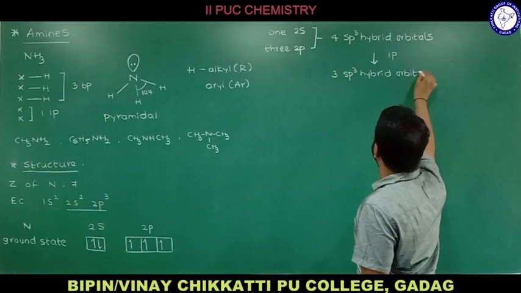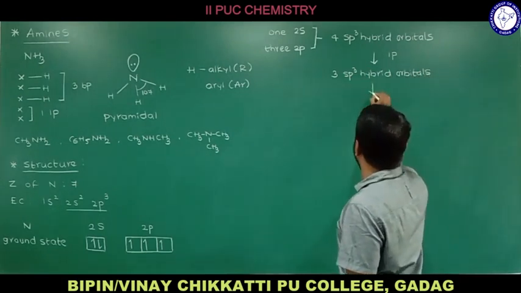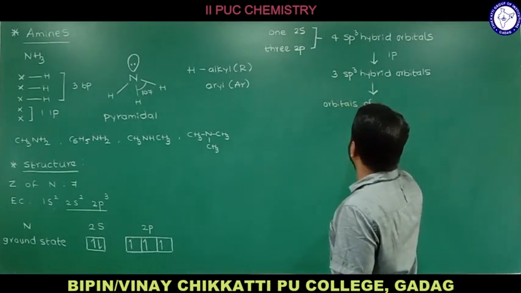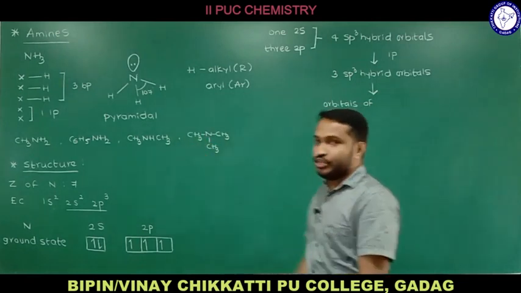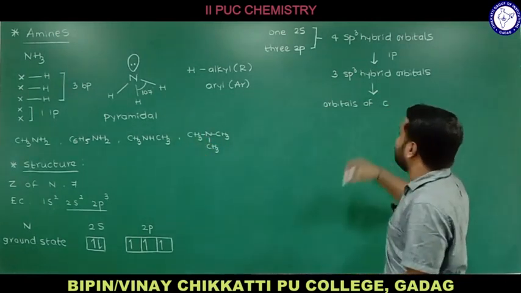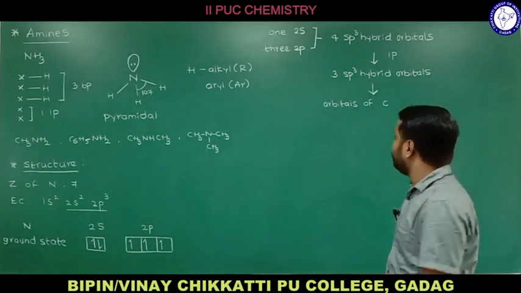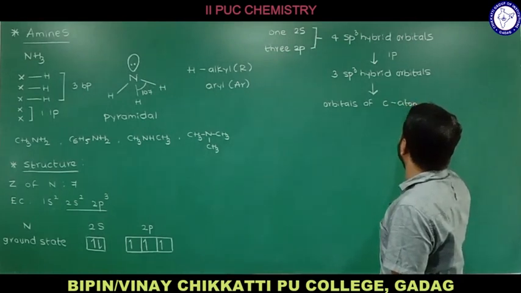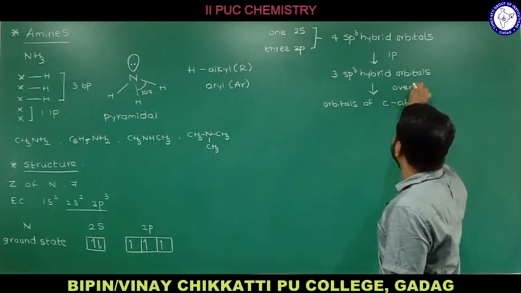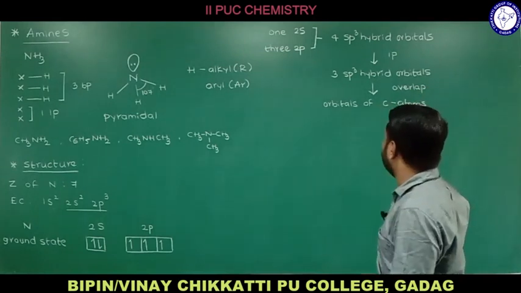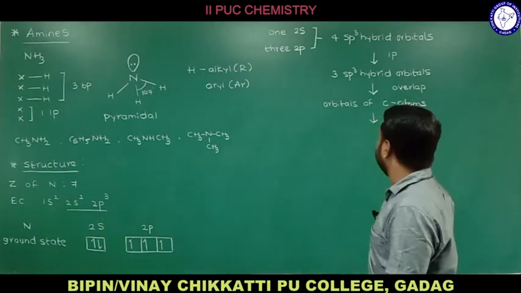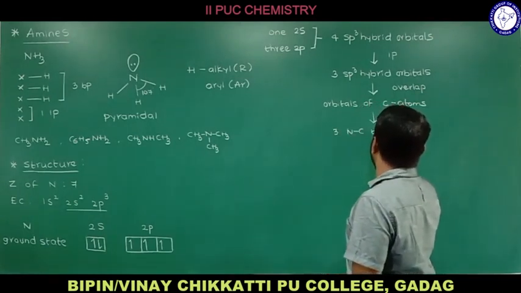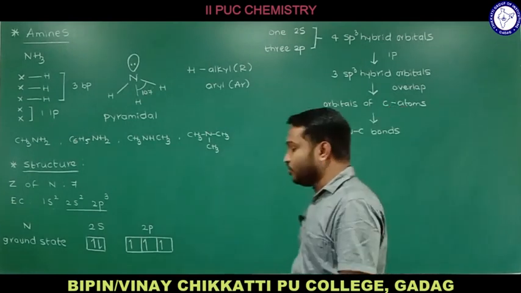Now these 3 sp3 hybrid orbitals are going to overlap with the orbitals of hydrogen if you consider ammonia, or here let me consider carbon, so that we get the respective amines. There will be overlapping of these hybrid orbitals with the orbitals of carbon atoms, so that we are going to get 3 nitrogen-carbon bonds. So this is how the hybridization involved can be predicted.